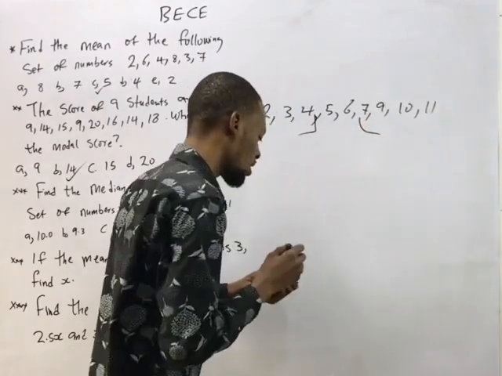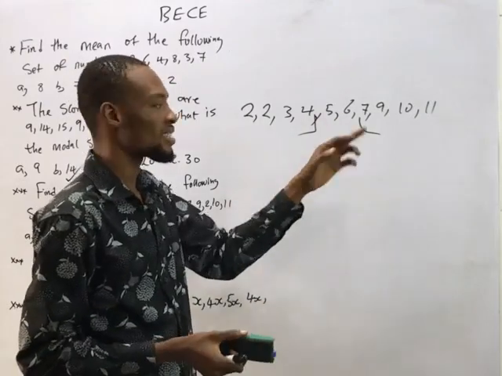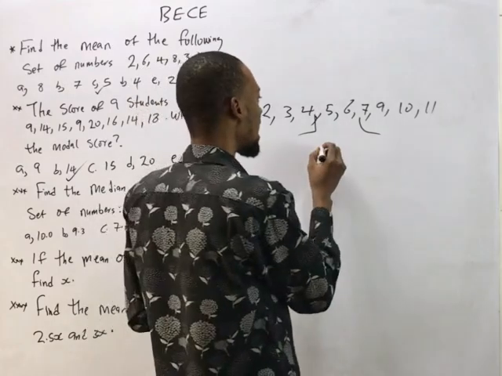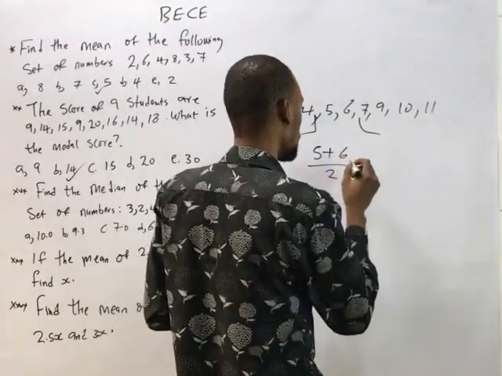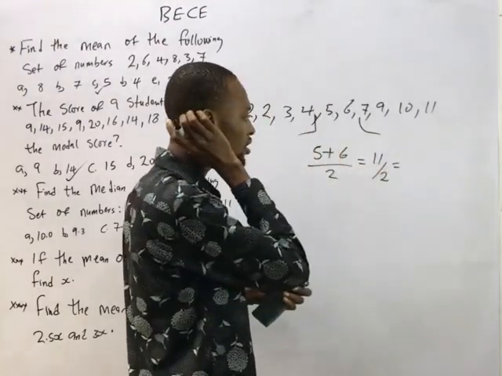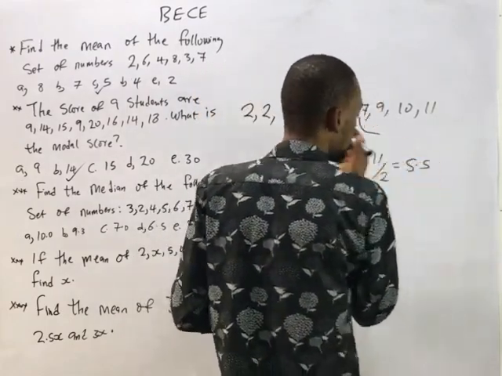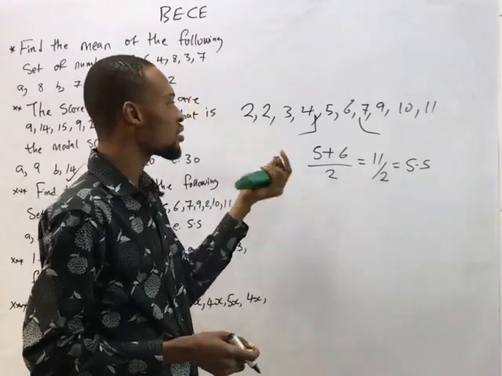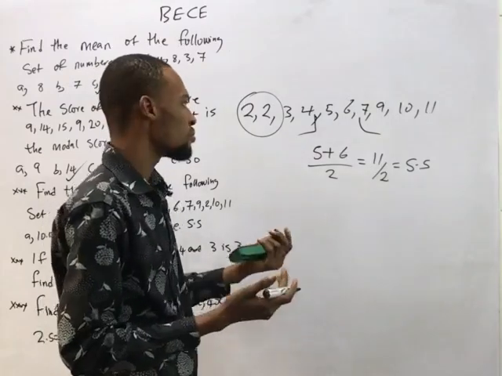We take it away. Now I told you that median is the middle number. But in this case, we have 2 numbers at the middle. So we can't just take 1. What you do is add the 2 and divide by 2. So this will simply give you 11 over 2. 11 over 2 is obviously 5.5. So this will give 5.5. That's the median score. And if you are asked to look for mode in this question, mode is simply 2 because 2 appeared most.